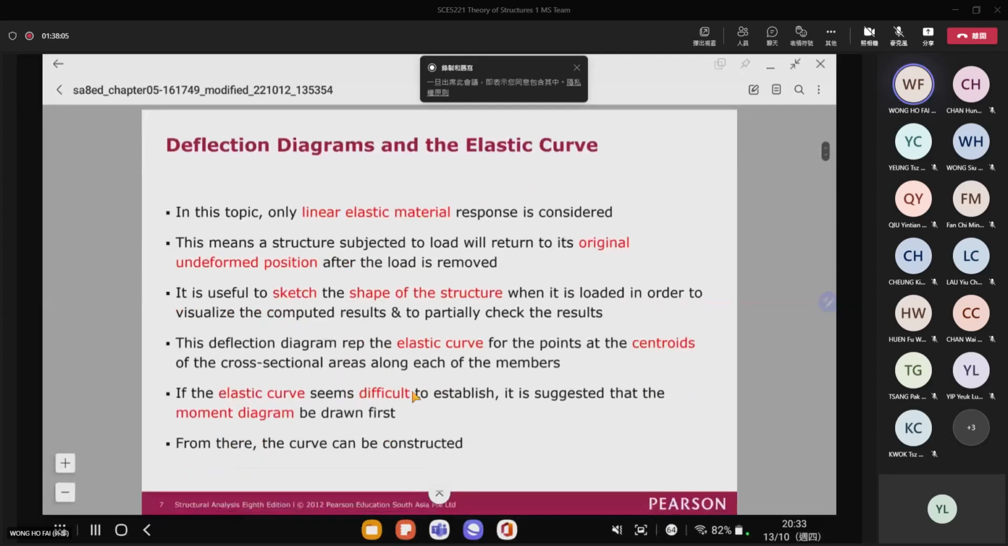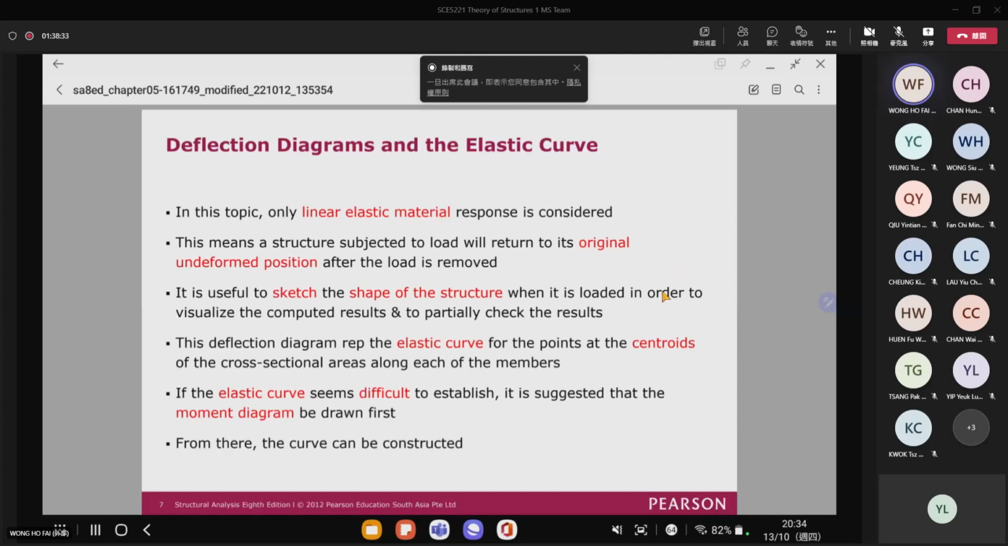To describe the deflection, usually we will use the so-called elastic curve. The elastic curve sketches the shape of the structure when it is loaded, in order to visualize the computed result. The elastic curve describes the deflection of the center of the cross-sectional area along the member.